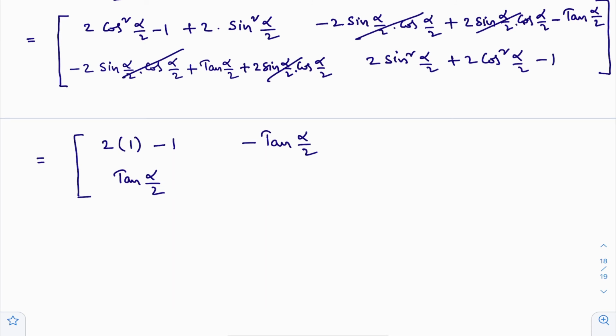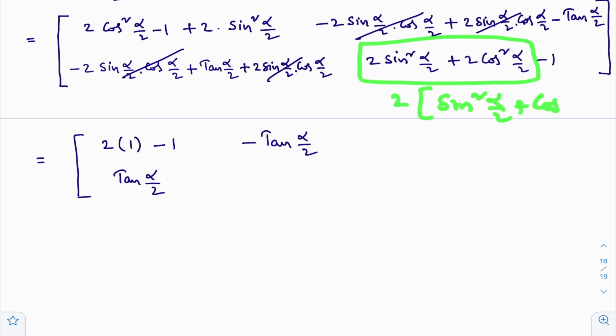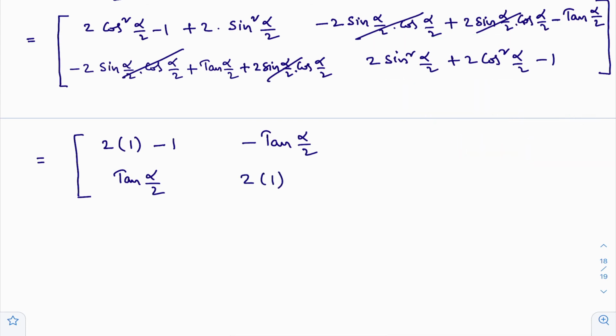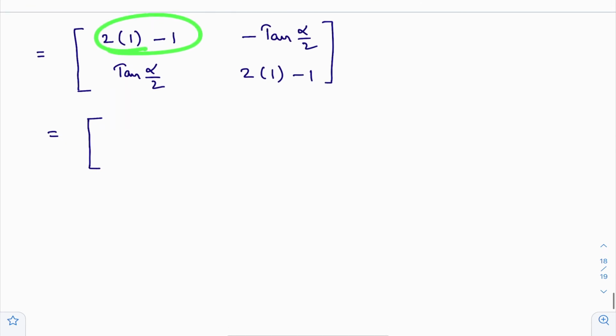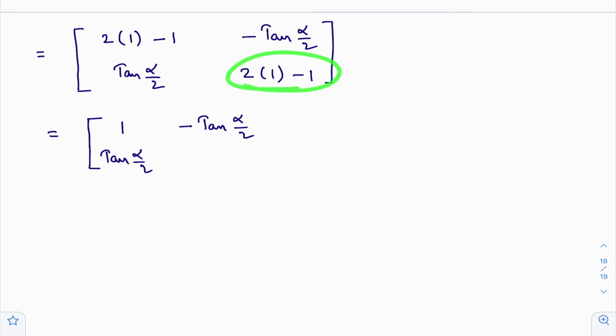Now you observe, in these two elements, if you take 2 common, what is remaining? 2 into sin square alpha by 2 plus cos square alpha by 2. That is, sin square alpha by 2 plus cos square alpha by 2 is 1, minus 1. So what you will get here? This is 2 into 1 minus 1. Okay. So that is, yes, simplify this. 2 into 1 is 2. 2 minus 1, 1. So you will get 1 minus tan alpha by 2, tan alpha by 2. Here what you will get here? 2 minus 1. That is 1. So this is the RHS.